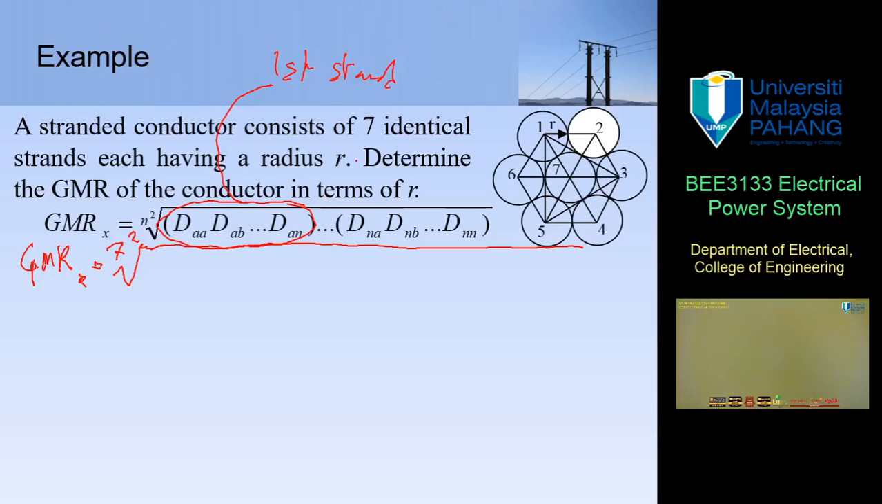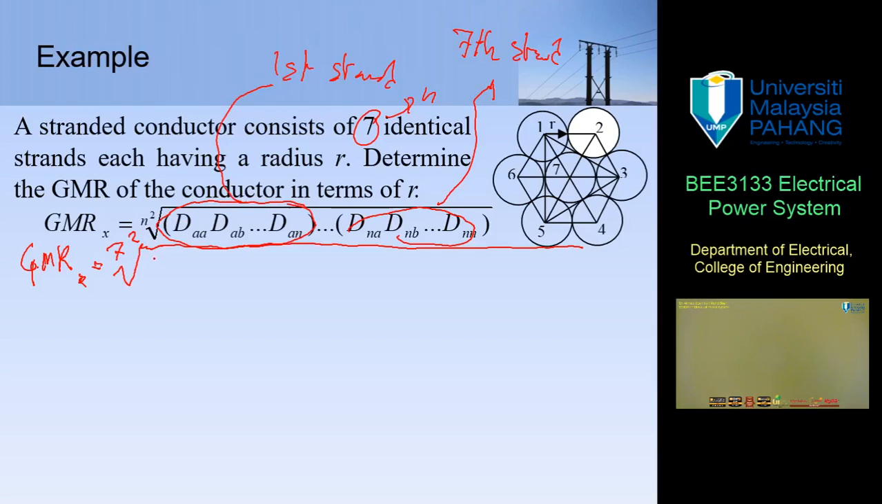Then this is our value n. So this n is 7, which means that the final one is the 7th strand. That means we have another 2, 3, 4, 5 here, but later. First we solve the first strand.